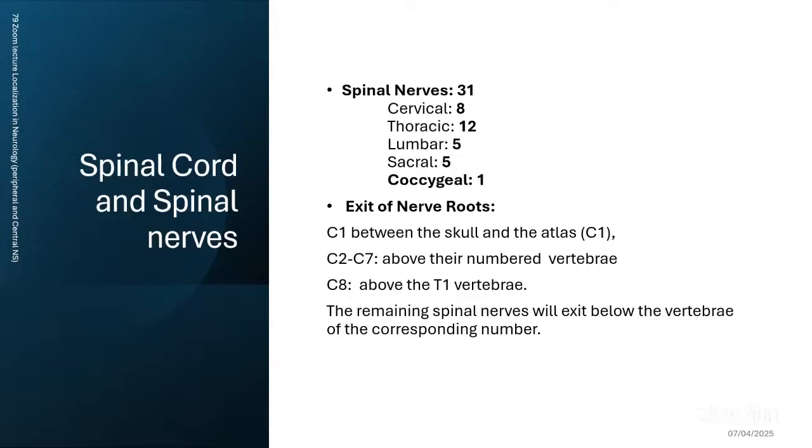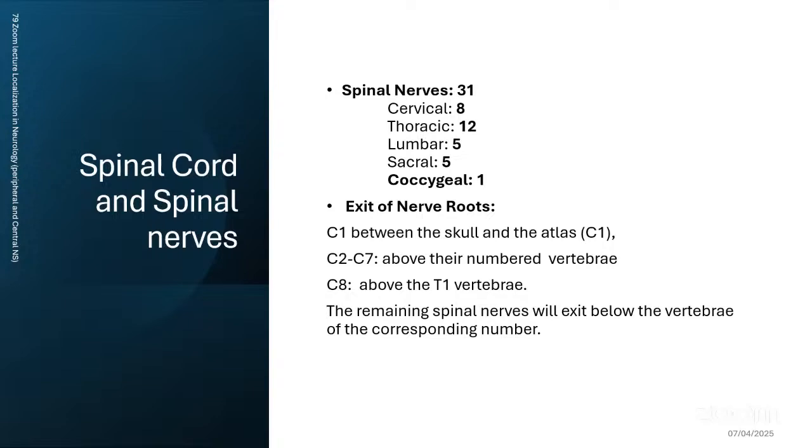The exit of the nerve roots: C1 emerges between the skull and the atlas. C2 to C7 exit above the numbered vertebrae, like the C7 root emerges above C7, and C2 emerges above C2. And C8 emerges above the T1 vertebra. The remaining spinal nerves will exit below the vertebrae of the corresponding number. So the spinal cord has a ventral horn and a dorsal horn.